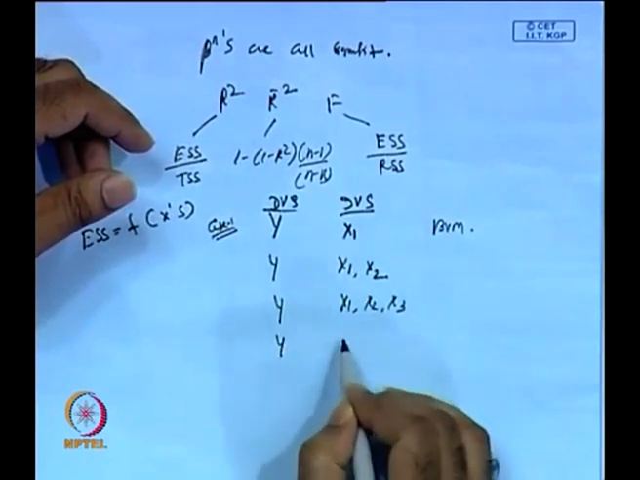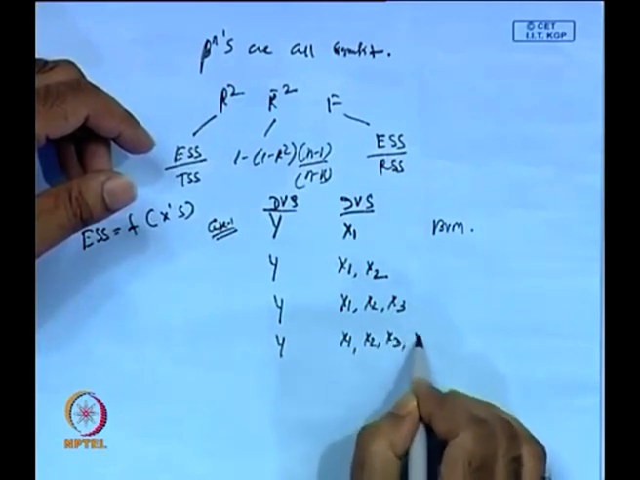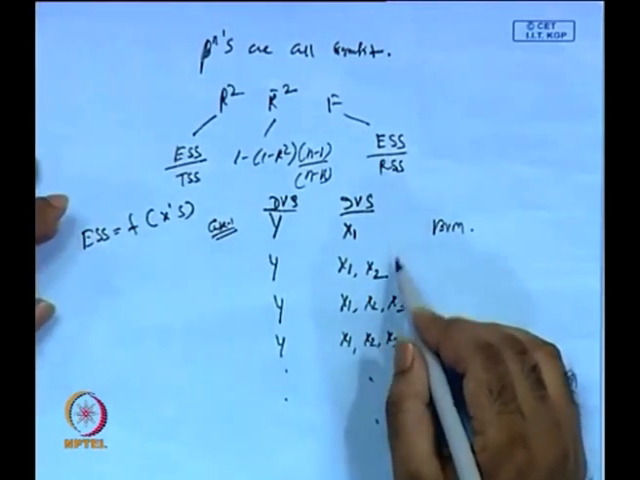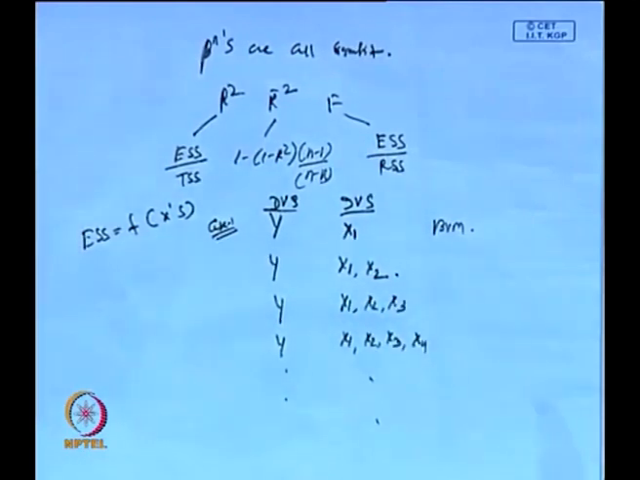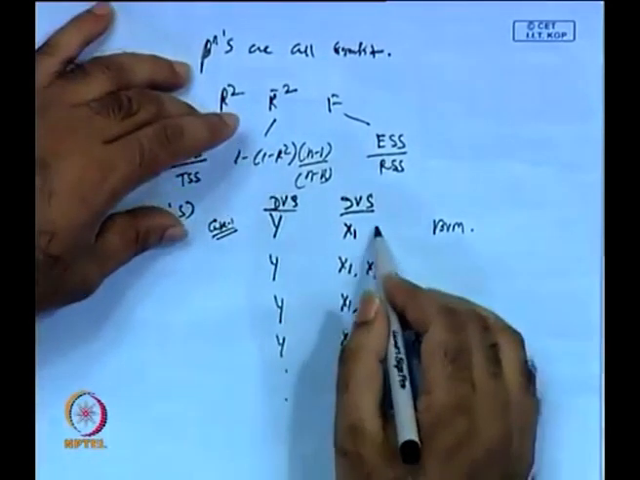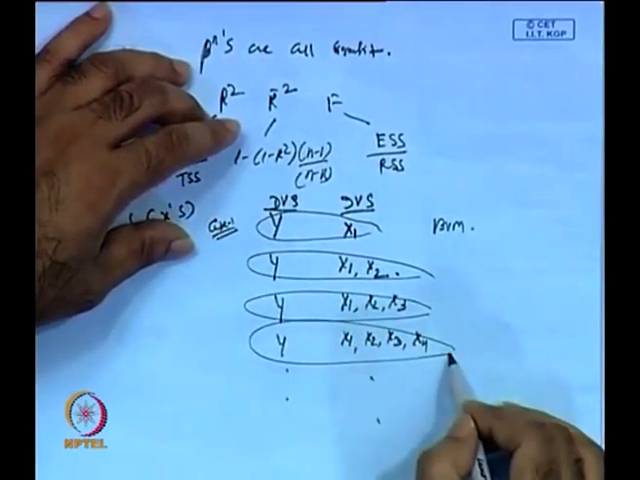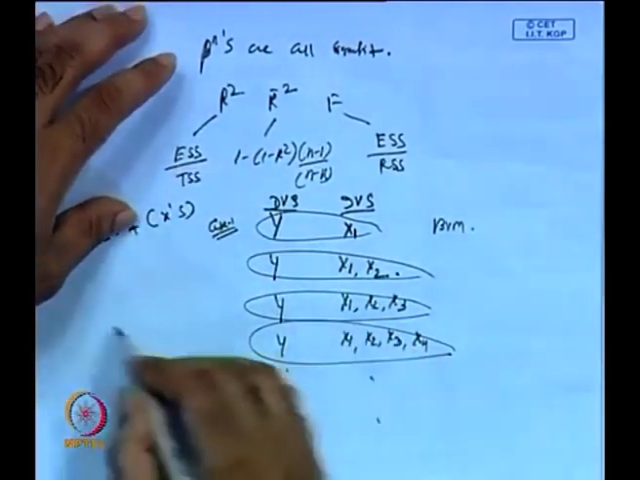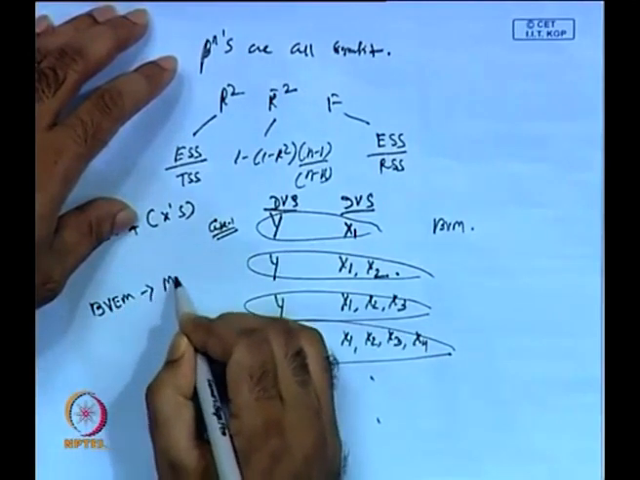In the fourth case, y is x1, x2, x3, then x4. So it will continue like this. That means this is a bivariate system, then this is a trivariate system, and accordingly it will increase, and we will call these multivariate systems. Now this can be one model, this can be another model, and so on. Our approach is bivariate to multivariate; the entire discussion is the movement from bivariate econometric modeling to multivariate econometric modeling.